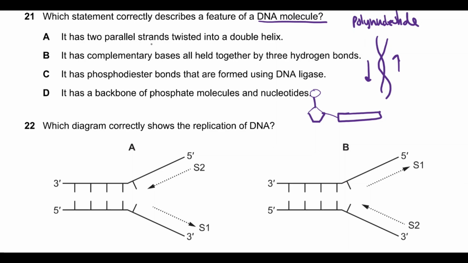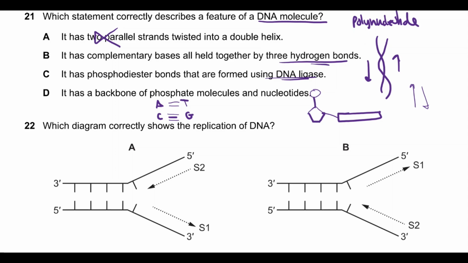A, it has two parallel strands twisted into a double helix. So parallel is incorrect, they are actually anti-parallel. B, it has complementary bases all held together by 3 hydrogen bonds. Now this is incorrect. We all know that we have adenine and thymine, then cytosine and guanine. So adenine and thymine are held by 2 hydrogen bonds, while cytosine and guanine are by 3 hydrogen bonds. Therefore, this is incorrect.